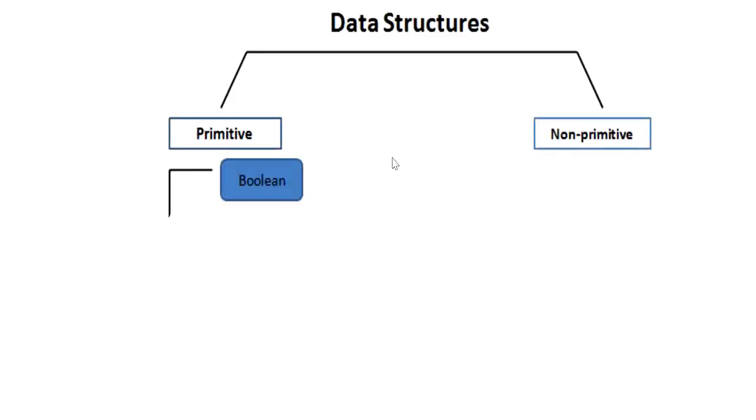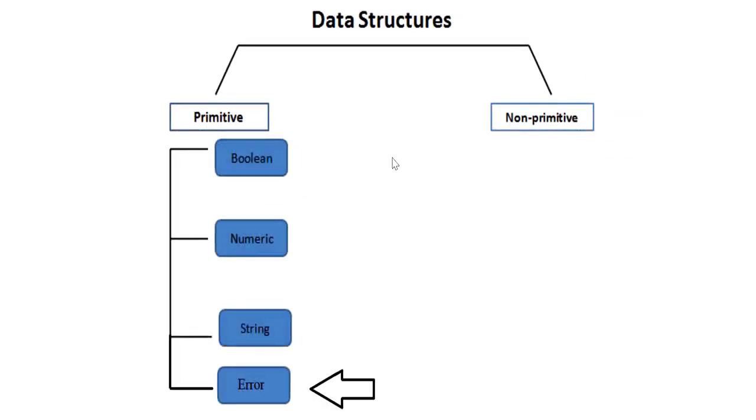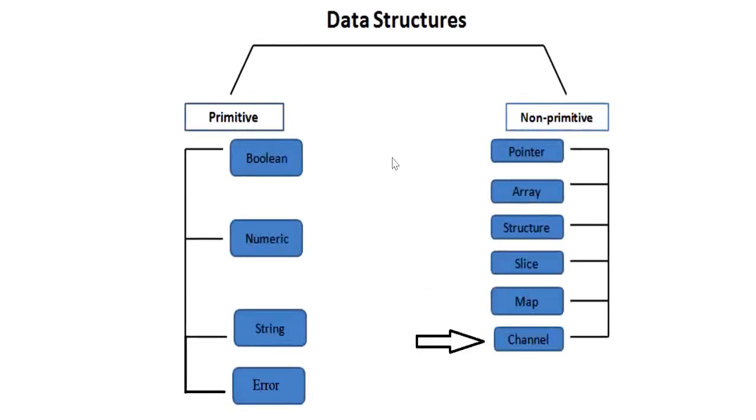So in this video we have covered primitive data types: boolean, numeric, string and error. In the next video we'll cover non-primitive data types: pointers, array, structure, slice, map and channel.